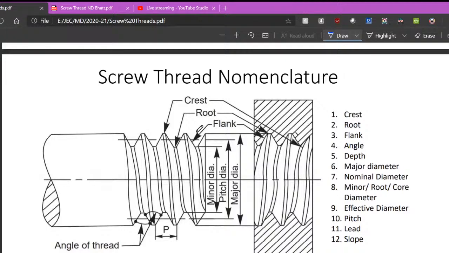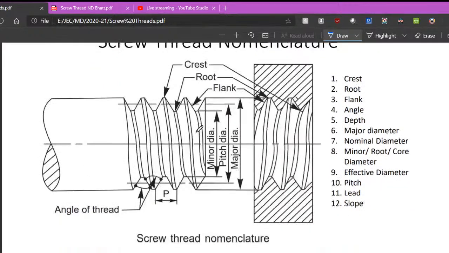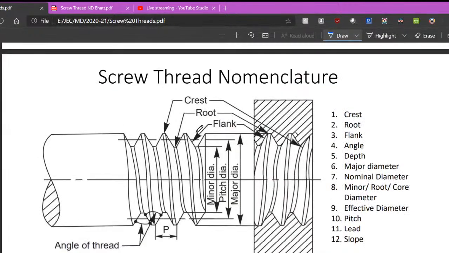Now, screw thread nomenclature. So what are the various elements in a screw thread?